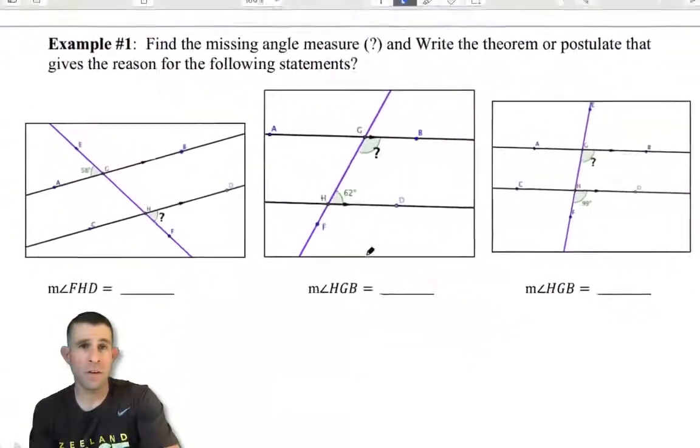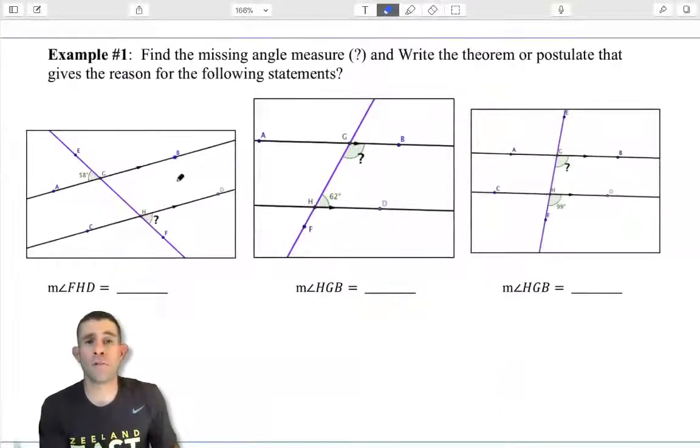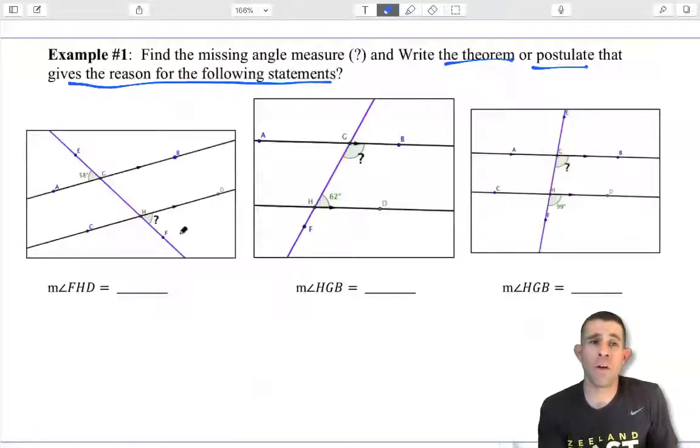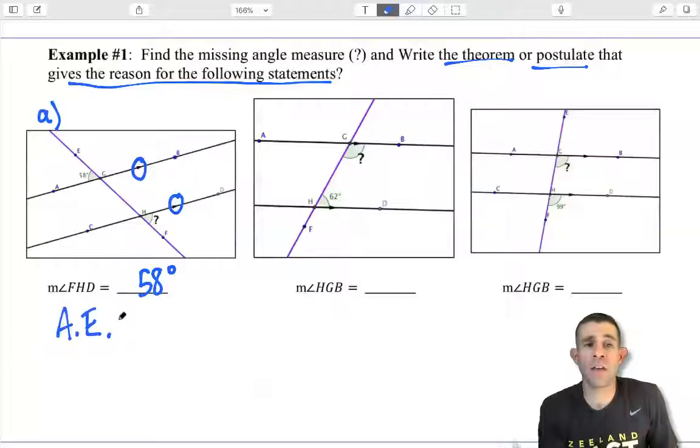Let's see if we can put our newfound facts into some problem-solving techniques here. Example 1 says find the missing angle measure and write the theorem or the postulate that gives the reason for the following statements. All right, in our first drawing here, we'll call this drawing A. I see that I have these two parallel lines. Here's my arrows indicating that they're parallel to each other. And these angles are on the exterior of the parallel lines, and they're on opposite sides. So I know angle FHD has to be equal to 58 degrees because of the alternating exterior angle theorem.